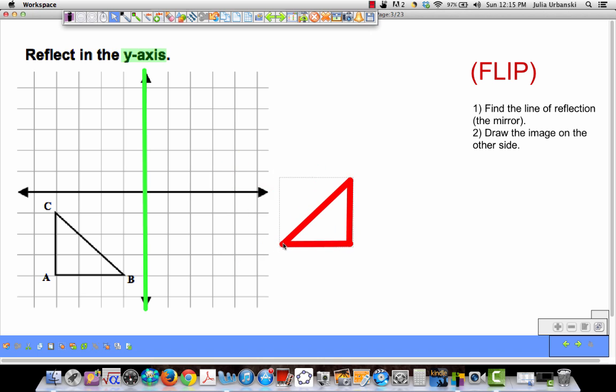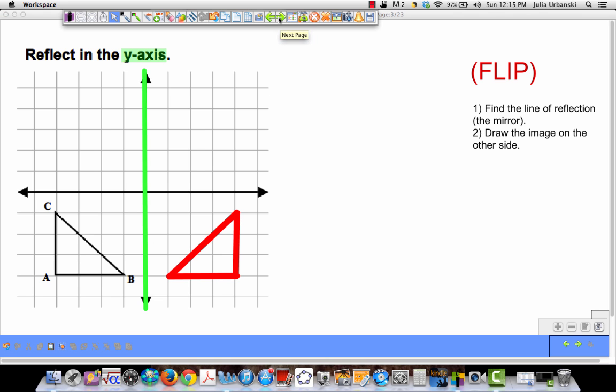Now think about this for a second. I'm going to place this in the right place. But look, this point is exactly 1 point to the left. So I need to make sure that on the other side, I do the exact opposite and go 1 point on the right there. This one is 1, 2, 3, 4 points to the left, so I made sure I went 1, 2, 3, 4 points to the right, etc. So this is what it looks like when you flip it or reflect it in the y-axis.